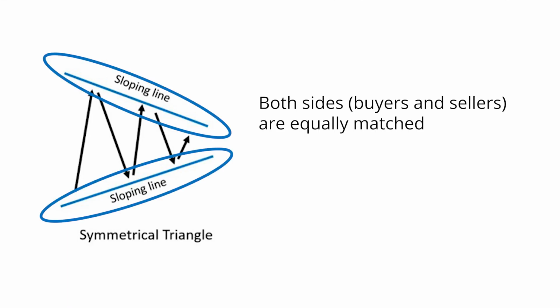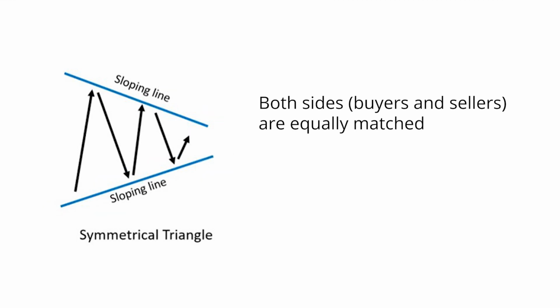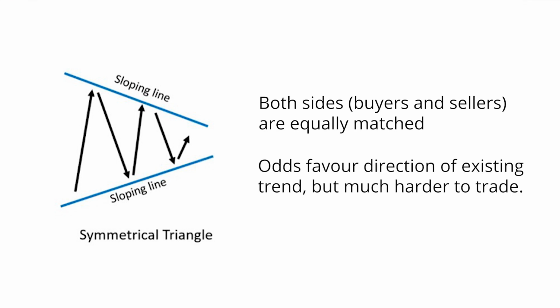The symmetrical triangle with its converging lines shows that both sides, the buyers and the sellers, are equally matched, which makes it hard to predict which side the breakout is going to happen. Since it is a continuation pattern, the odds will tend to favor the direction of the existing trend, but it is still much harder to trade compared to the next two triangle patterns.